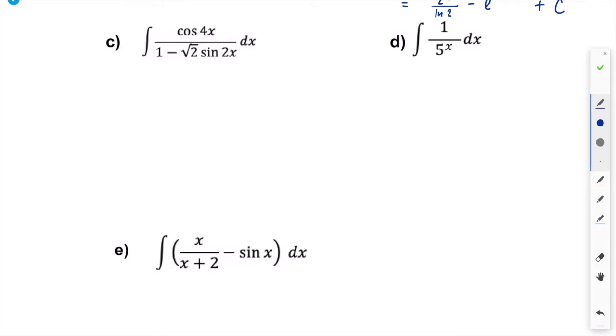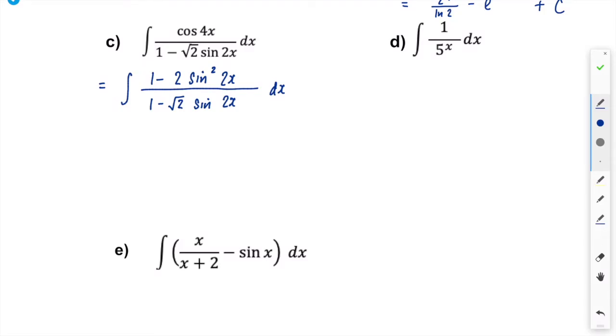Let's get creative. I see 1 minus root 2 sine of 2x, which is half of 4x. So it prompts me to think, well, maybe I can relate this to double angles. Let's try to write cosine 4x using sine. I will have 1 minus 2 sine squared 2x over 1 minus root 2 sine 2x. Now what? I don't see root 2. I can't reduce.